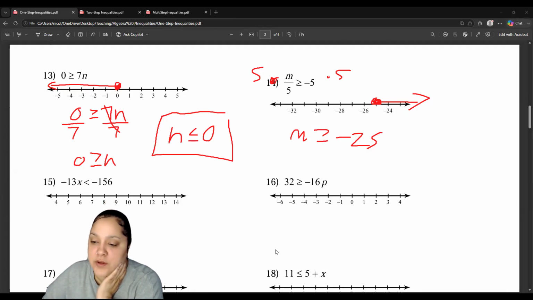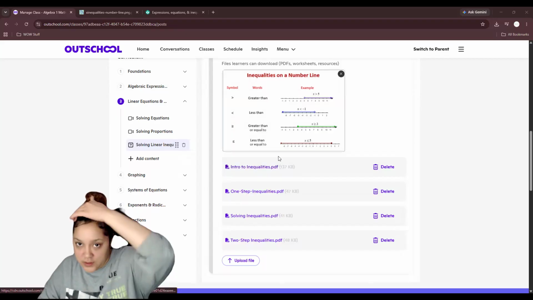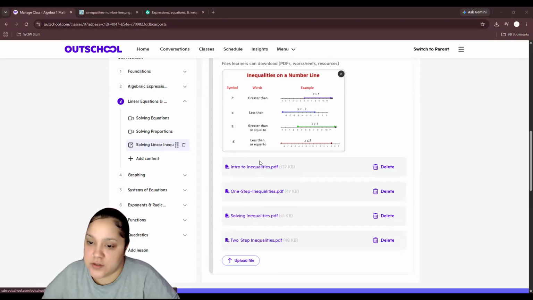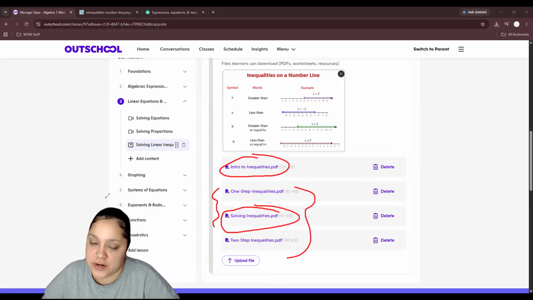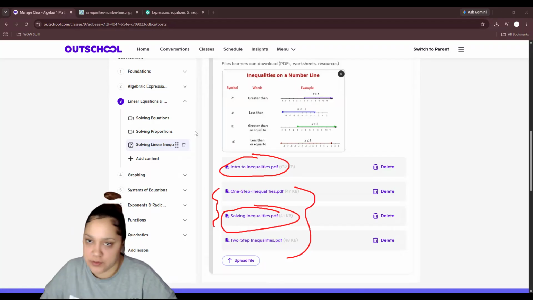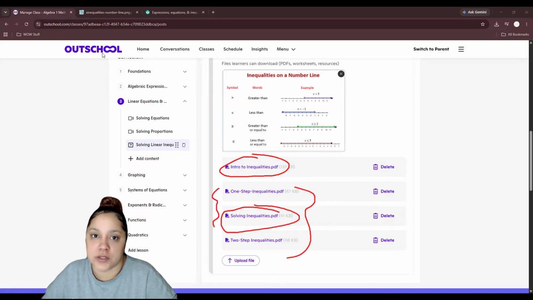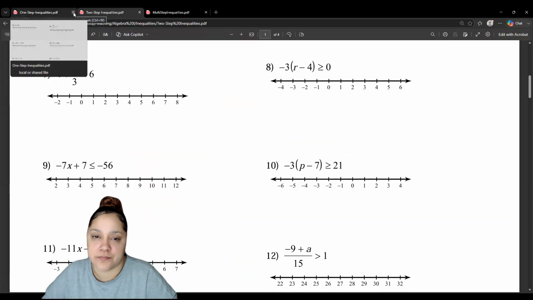And I will upload these additional worksheets for you. All right, so I uploaded some. So this one I recommend maybe doing for homework, but I had uploaded some additional ones for you, but I do recommend you practice. All right, so let's go back here to the two-step ones.